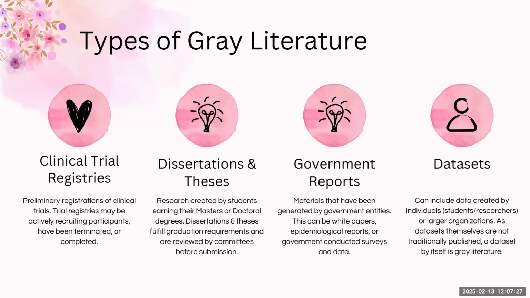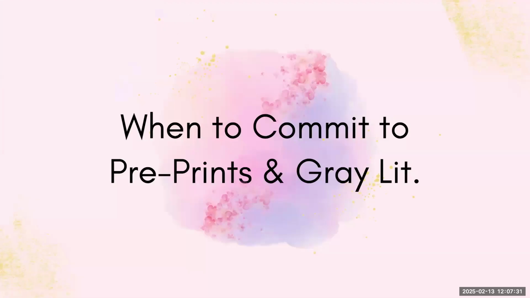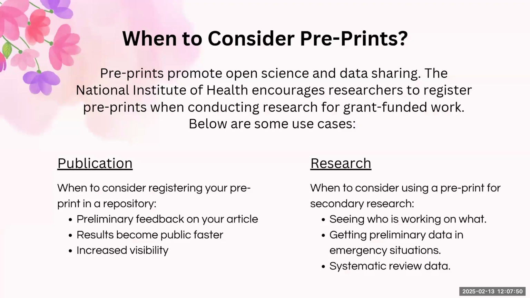And once again, later we are going to go through some of those resources, but first we need to know when to commit to using and or registering our research as a preprint or as gray lit. You typically will know if the thing that you are designing is gray literature. You know that it can't be traditionally published. However, preprints are a little bit different, and we're going to talk about that now.